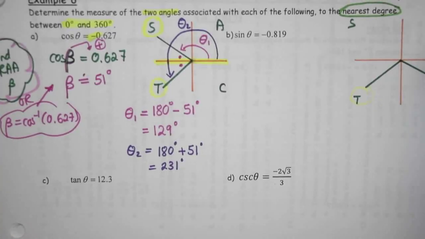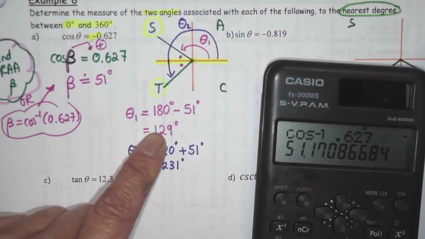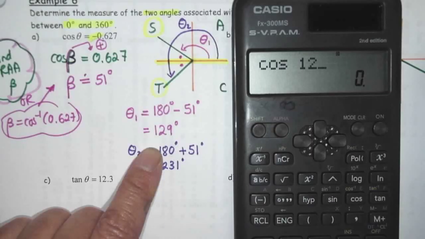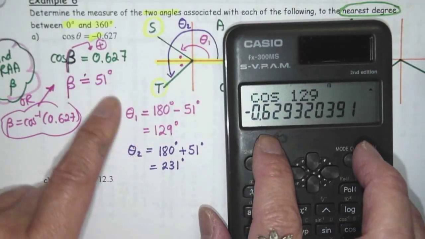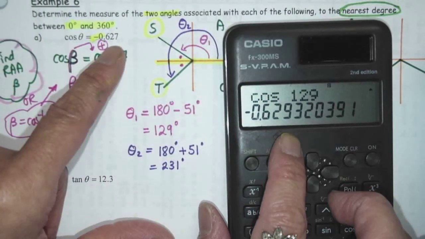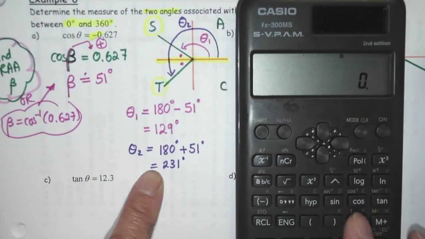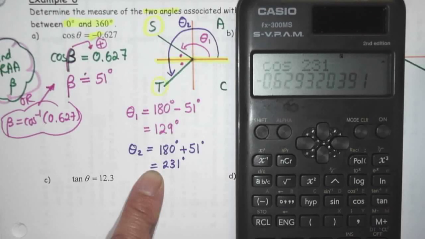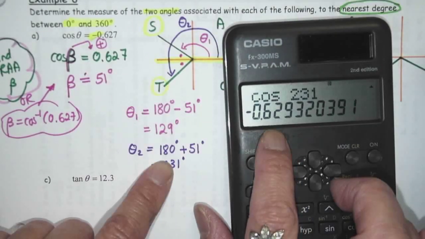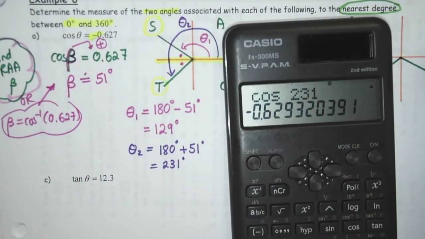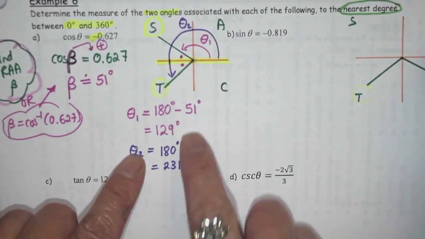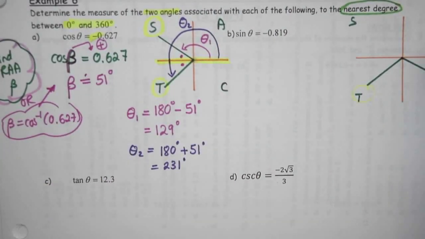If you want to, you can check it if you do cos of these 2 angles. But the unfortunate thing is because we rounded, cos of 129 is negative 0.629. Do you see it's a little bit off because we rounded? And if I do cos of 231, see how it's rounded a little bit? It's negative 0.629. It should get me back the ratio. You can check it, it's just that the checking is kind of rounded off. So those are my 2 answers, 129 and 231.